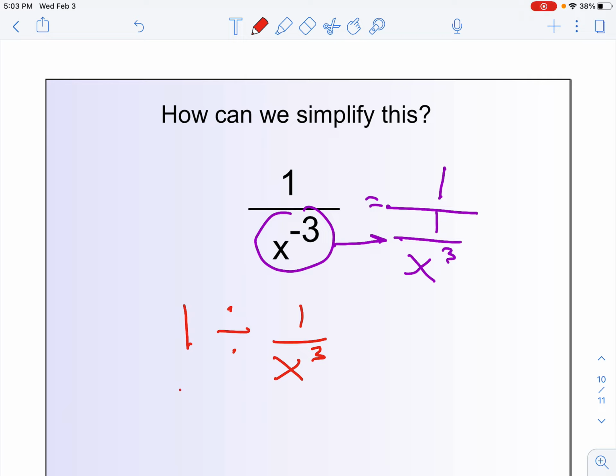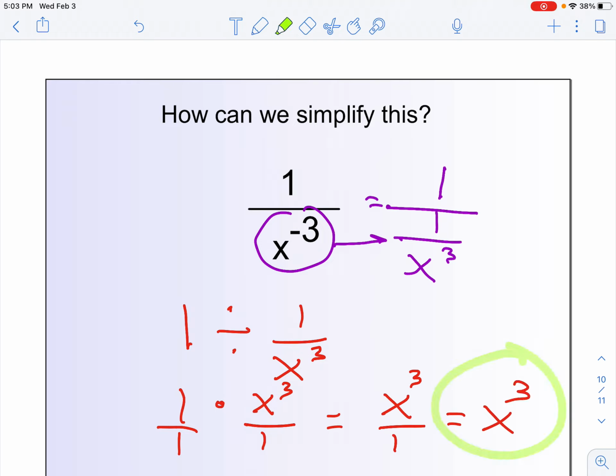And what do we do with fractions? We keep, we change, and flip. So this actually becomes 1 over 1, or 1 times x to the 3rd, which is x to the 3rd, over 1, or simply x to the 3rd. And we'll get into more of that tomorrow. That's our first lesson in chapter 7 for learning target.